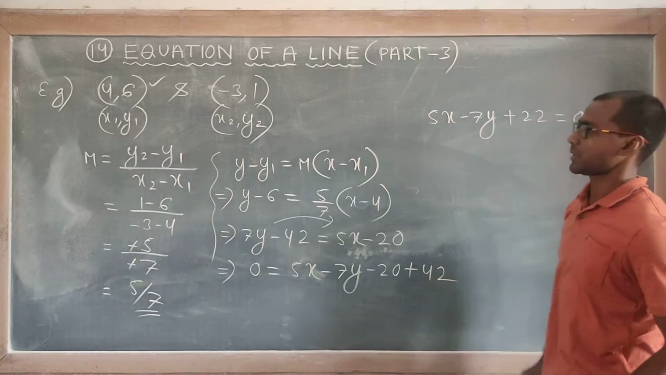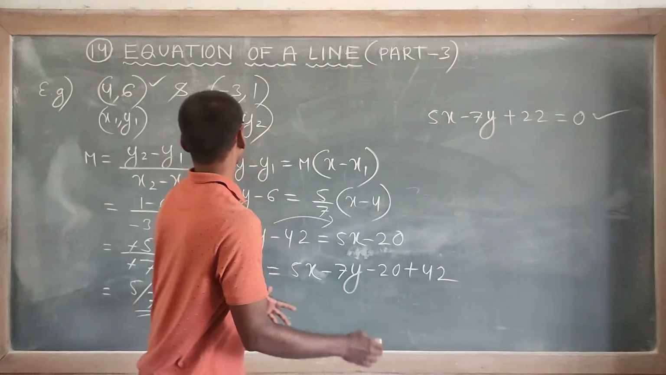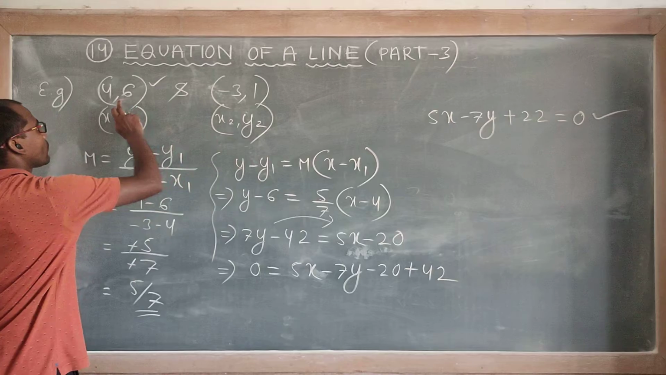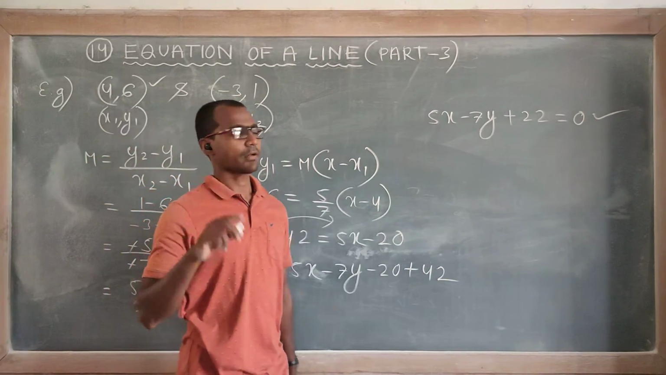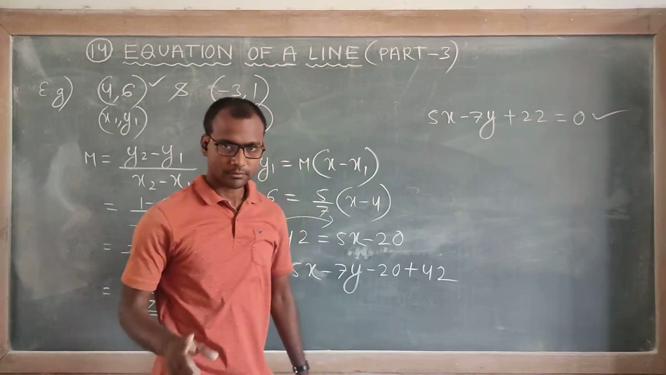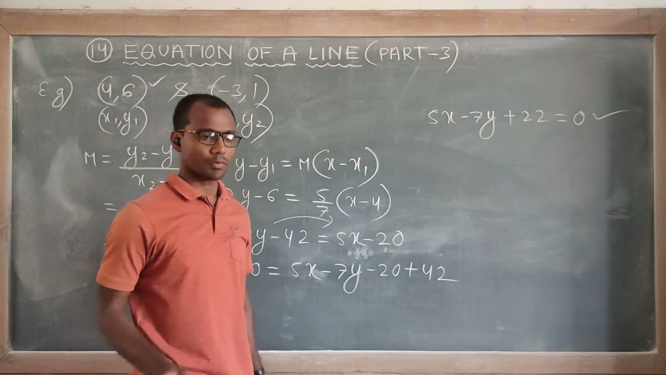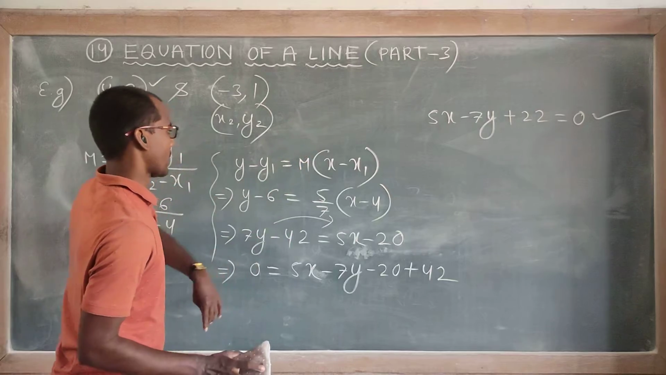So this is the equation of the line which is passing through the 2 points 4, 6 and minus 3, 1, and every point on that line will satisfy this equation. I'll give one more example, then it will be the end of this one.